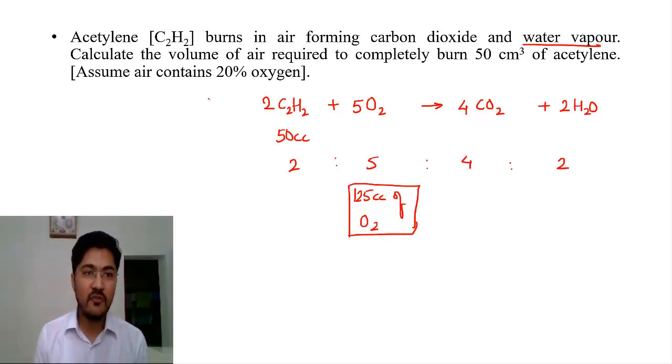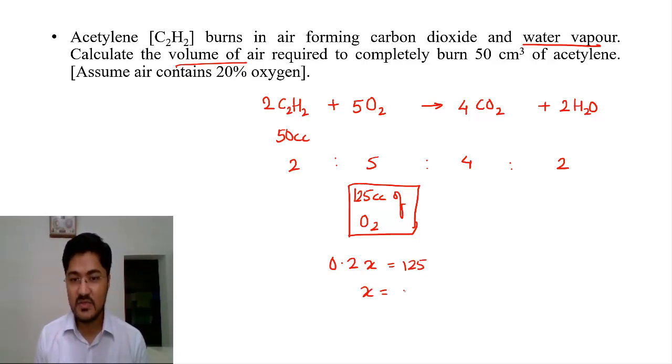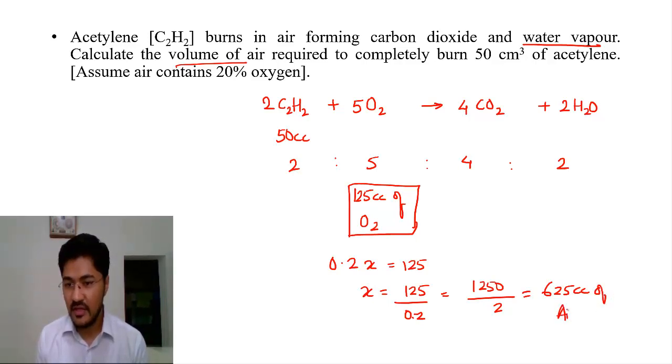required. We have got interesting information that only 20% of oxygen is contained in air, and we are asked the volume of the air. Let's assume air to be X. So 20% of X is 125, and hence X will be 125 by 0.2, which will be 1250 by 2. This will come down to 625 cc of air, and this is your final answer.